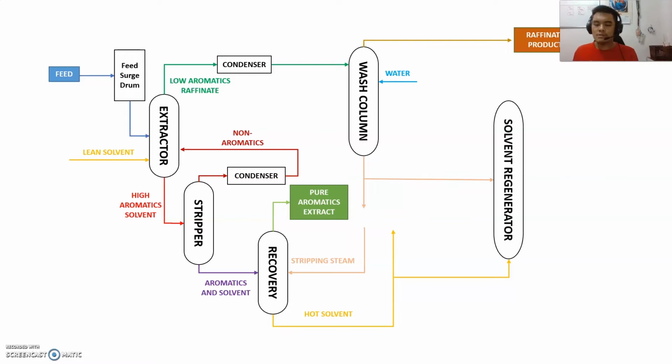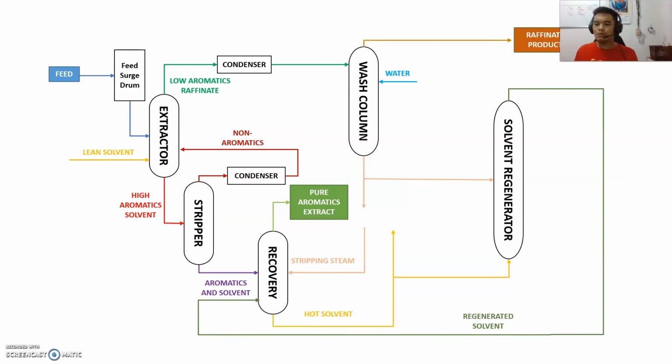And this stripping steam is also being split into two parts. The first part, the stripping steam, is being fed into a solvent regenerator with the hot solvent so that it would yield a product of regenerated solvent, and this regenerated solvent, which is the green line, is recycled back into the recovery column to improve efficiency and collection of the pure aromatics extract.